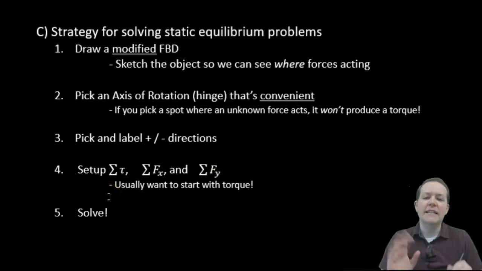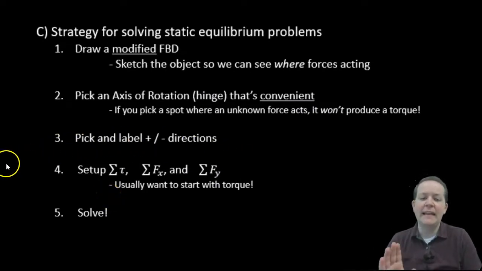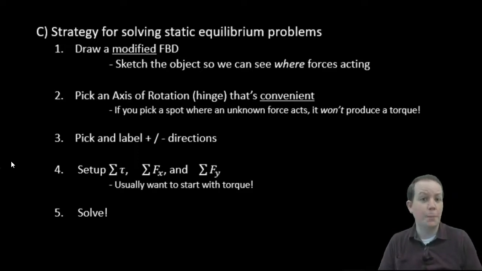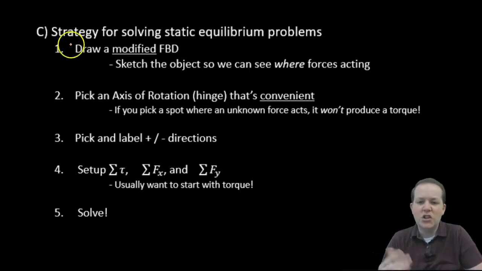Let's say I have an object that's in static equilibrium. How do I approach it from a force and net torque perspective? Right here, I actually have pretty much the same strategy that we saw when looking at the net forces when applying Newton's second law. But there are a couple key differences, so let's quickly go through them.